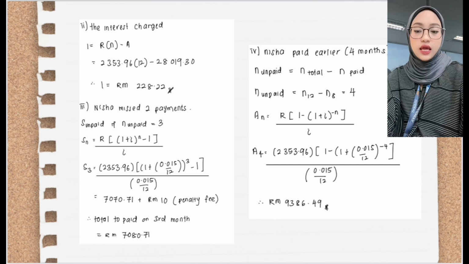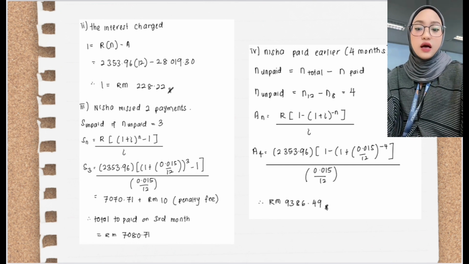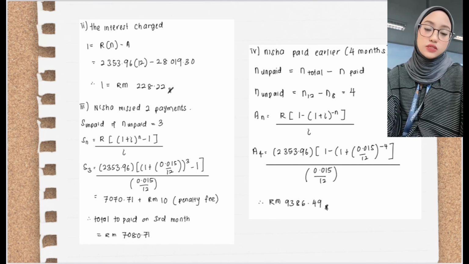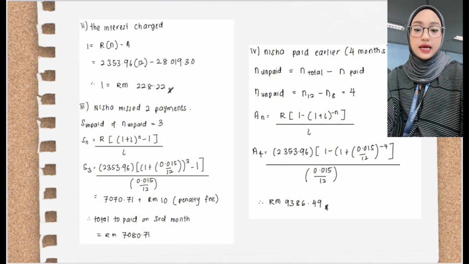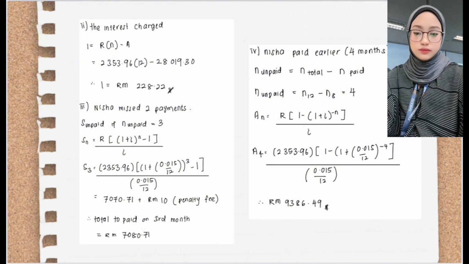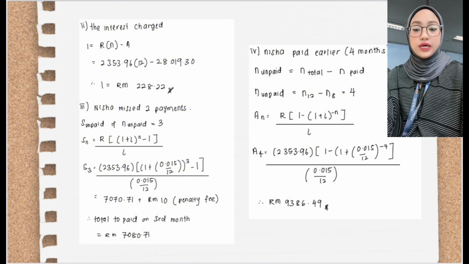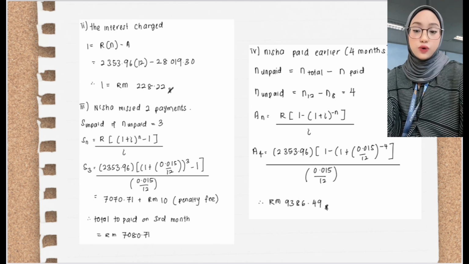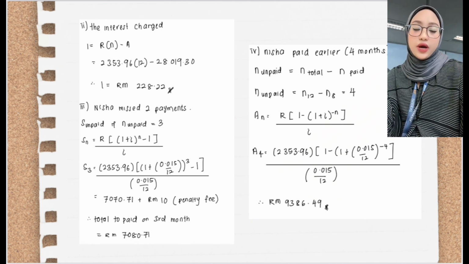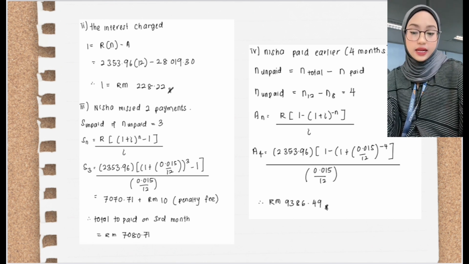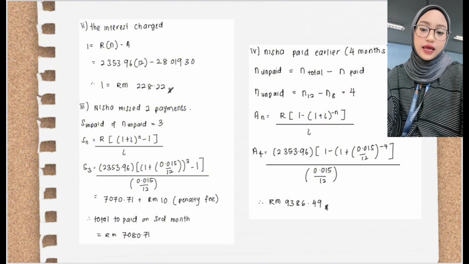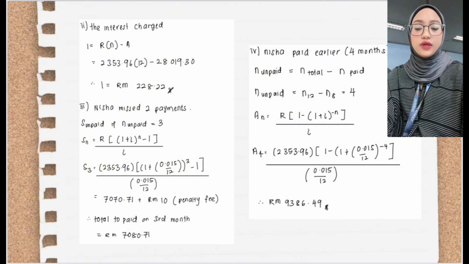So for the third question, what if Nisha missed her payment for 2 times, or Nisha makes 2 payments of a loan? So we will use S unpaid if N unpaid equals to 3. So here's the formula. S N equals to R in bracket again 1 plus I close the bracket root of N minus 1 and close the bracket again over I. So again, just substitute all of the amounts into this formula as shown.